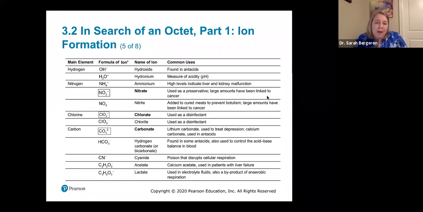So these are some other common polyatomic ions, and we use them. They're actually in our bodies.